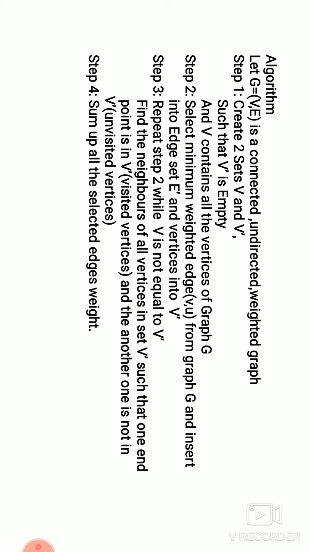Now after we finish visiting all the vertices and get all the vertices from graph G into vertex set V dash, we sum up all the edges and come up with the weight, that is the minimum weight. This is how Prim's algorithm works. Now let us see the algorithm of Prim's.